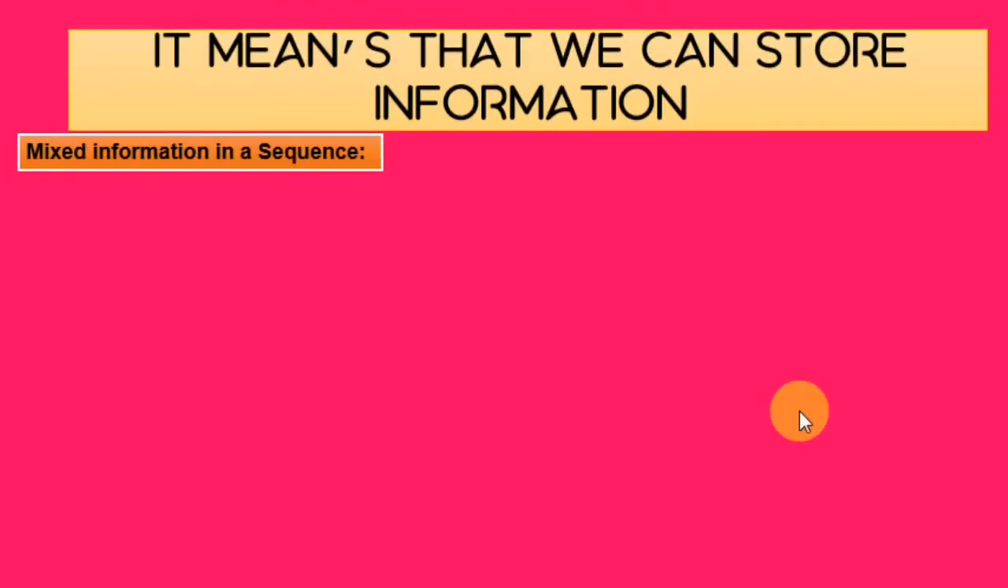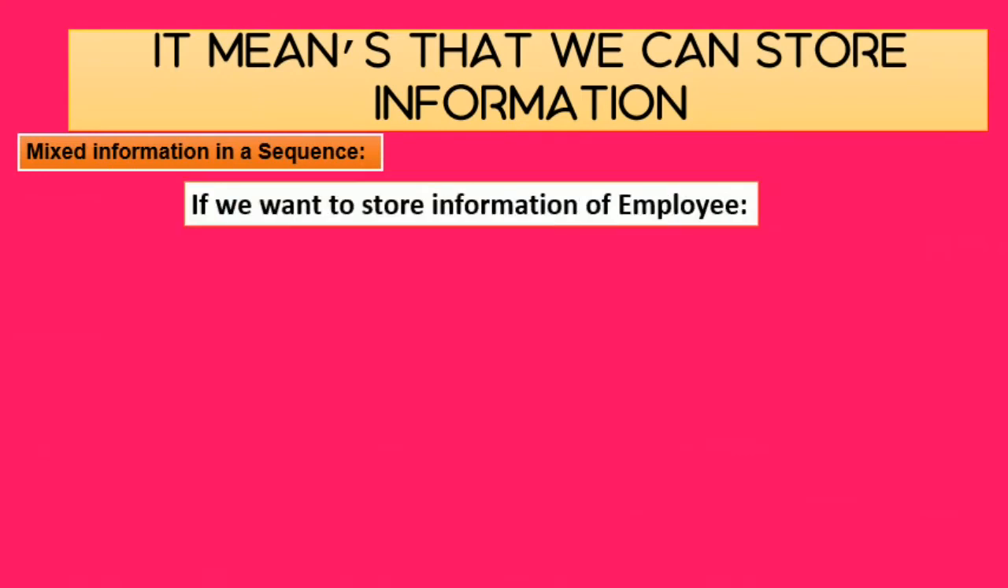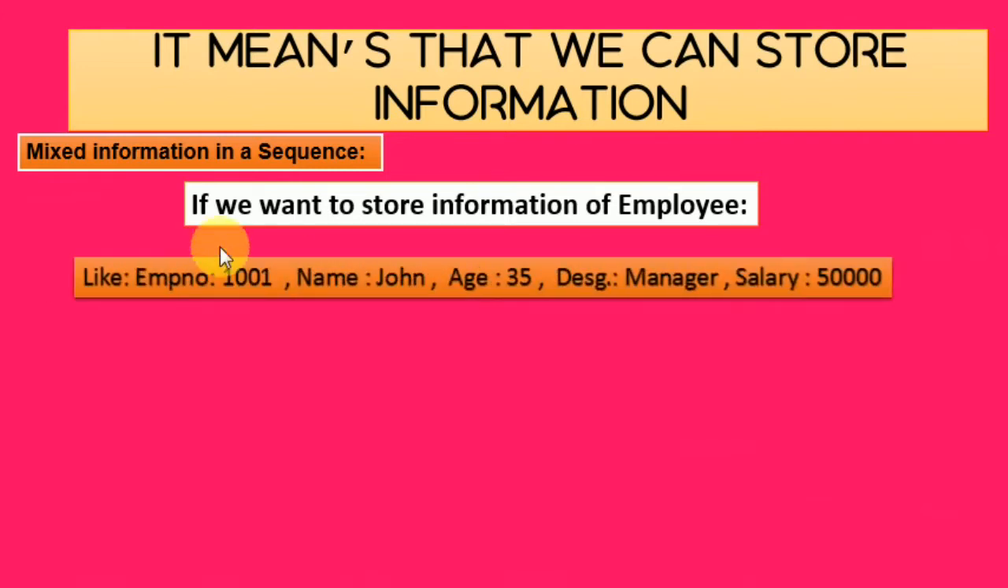Now the next thing is mixed information, which we have already mentioned. What is mixed information? Suppose we want to store employee information. Employee number 1001, name John, age 35, designation manager, and salary 50,000. These are mixed information: this is an integer, this is a string, this is again an integer, a string, and again an integer. These are mixed data that we need to store.